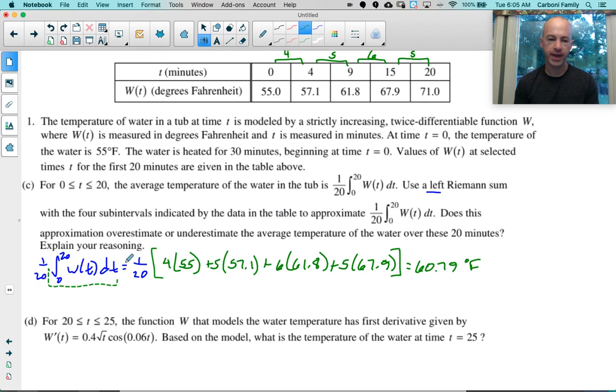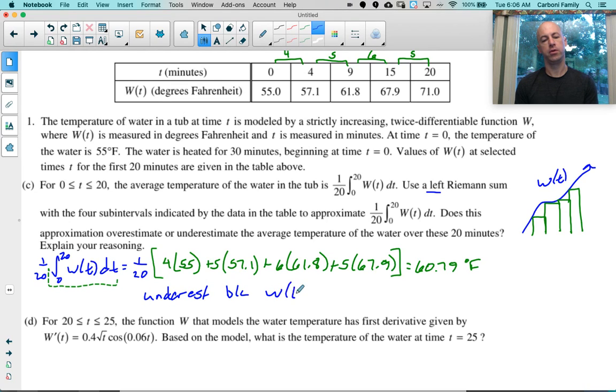Now, the question after that is, does this represent an over or underestimate of the average temperature? And the way we figured that out is you have to think about how we accumulated this area and what this function looks like. In the very first paragraph, they tell you that the function W is increasing. I don't know exactly what W looks like, I know it's increasing, and I used left endpoint rectangles. If you draw left endpoint rectangles on an increasing function, your rectangles will always be below the curve. So a left endpoint Riemann sum will underestimate the area under an increasing function. And in explaining your reasoning, you just have to mention that the function does increase. So this is an underestimate because W of T is increasing.